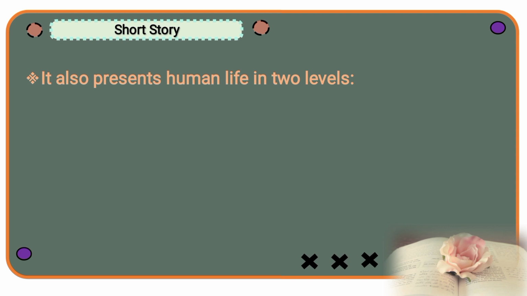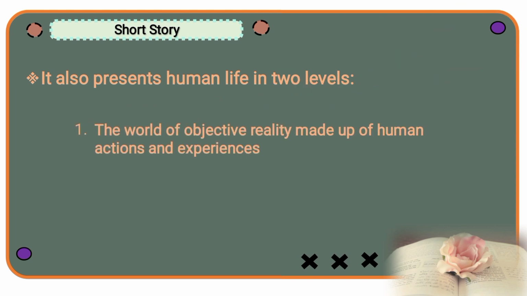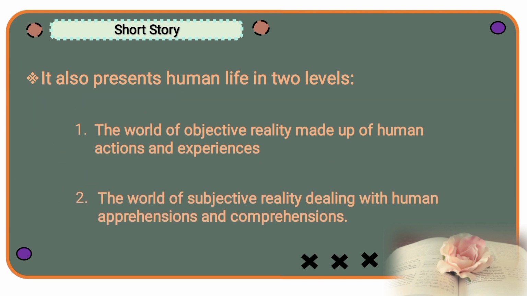A short story also presents human life on two levels. First level, the world of objective reality, made up of human actions and experiences. And the second level is the world of subjective reality, dealing with human apprehensions and comprehensions. Both of these worlds are realms of facts, are connected and mutually interdependent, yet they are not the same.